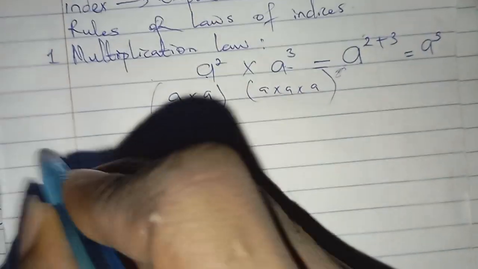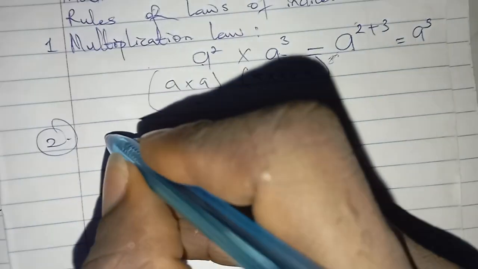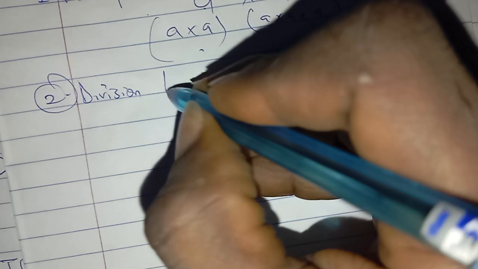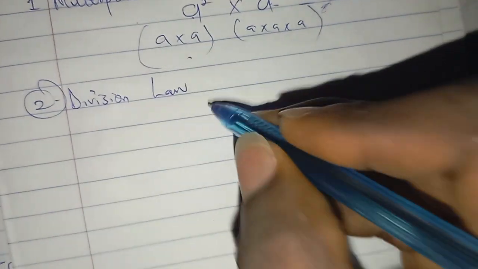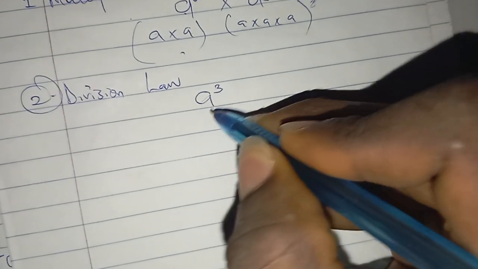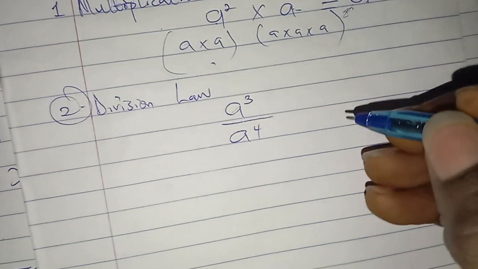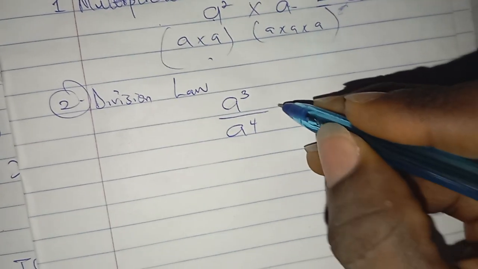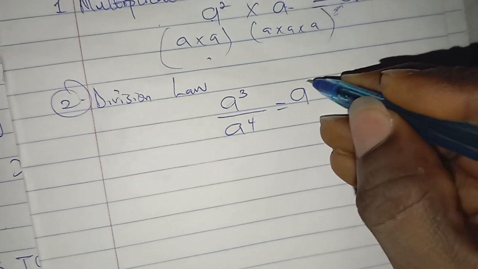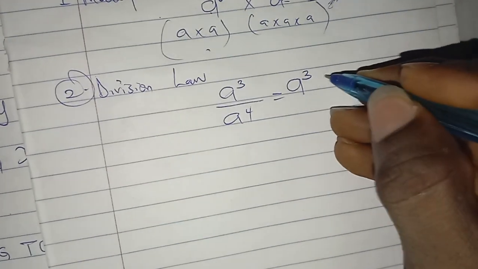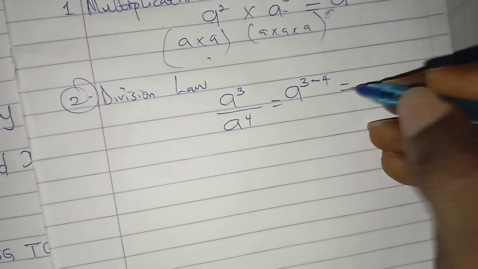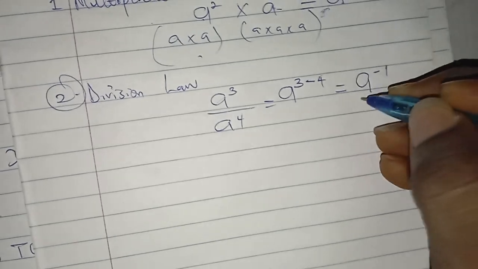So the second rule of indices is what we call the division law. And this one states that provided the bases are the same, we should just subtract the powers. So since I have a raised to power 3 over a raised to power 4, this is now going to be a raised to power 3 minus 4, which is equals to a raised to power minus 1.